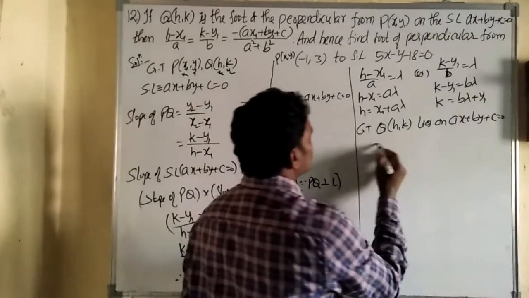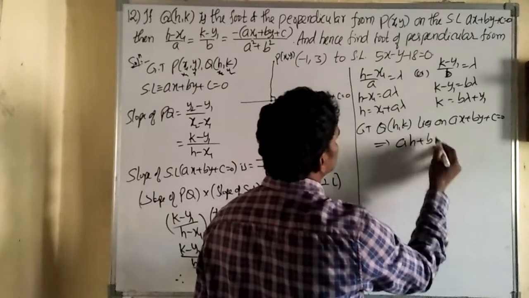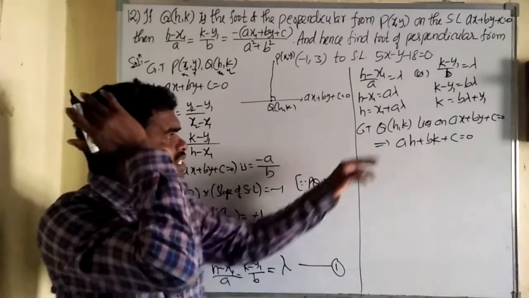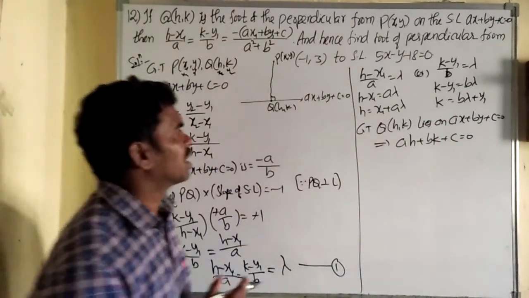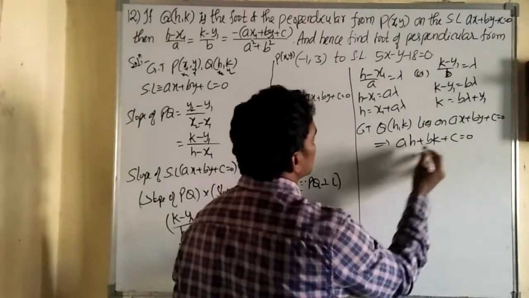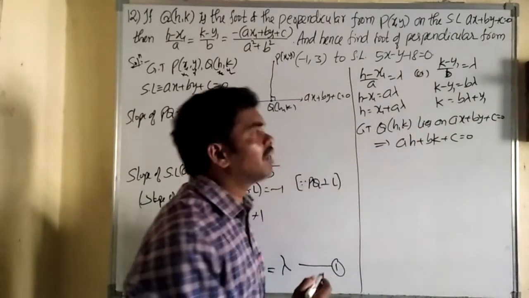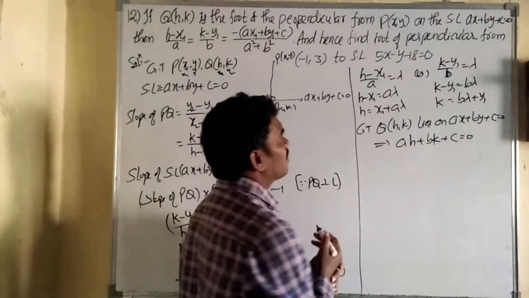That implies h means x, k means y, plus c. H comma k satisfies the line, so we can replace x, y by h comma k. So now what is h, what is k? H means x1 plus a lambda, k means y1 plus b lambda. No problem, whatever way we can write.